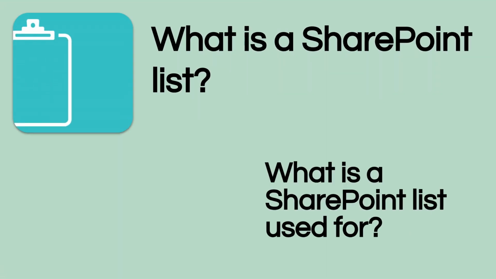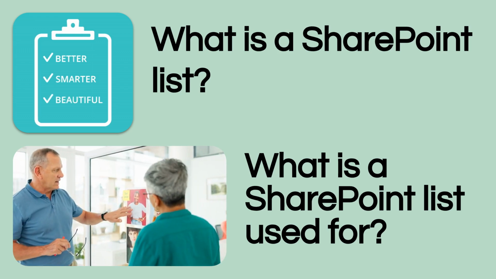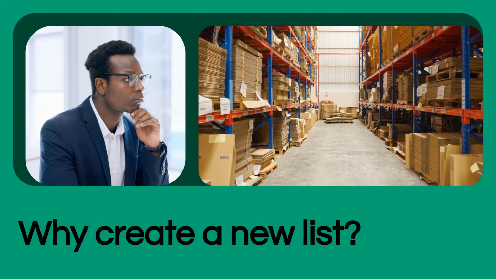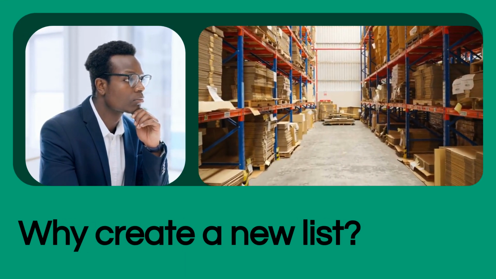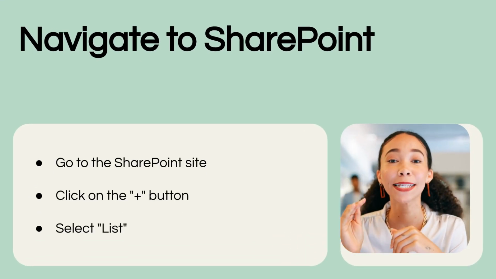A SharePoint list is a collection of data that can be displayed in a variety of ways, including tables, calendars, and charts. You can create a new list to track anything from project tasks to inventory items. To create a new list, first navigate to your SharePoint site.